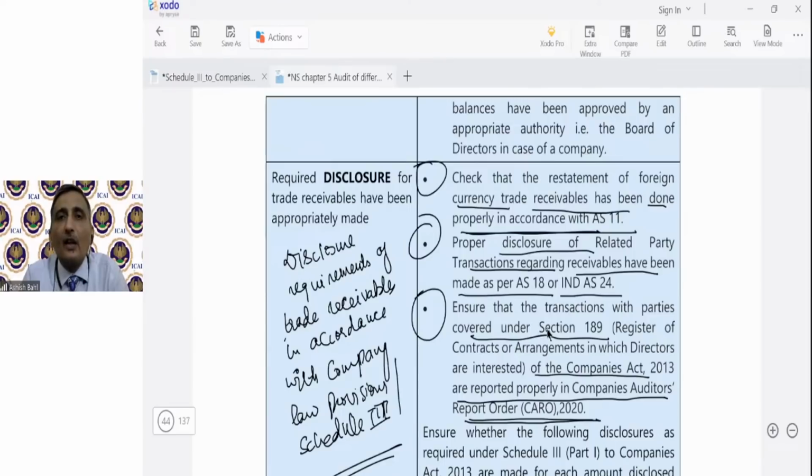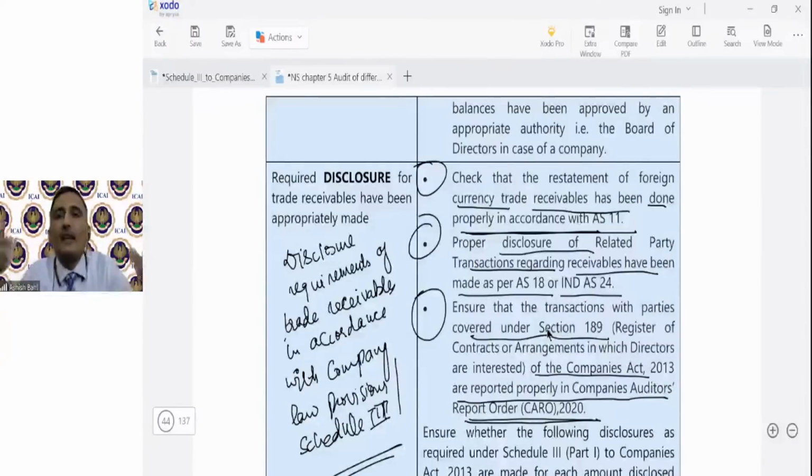So, like in respect of trade receivables, I am seeing the sales invoices of the company. I am tracing sales invoices. I have also called for direct confirmations by sending confirmation requests, and I have also traced the subsequent collections from that trade receivable.